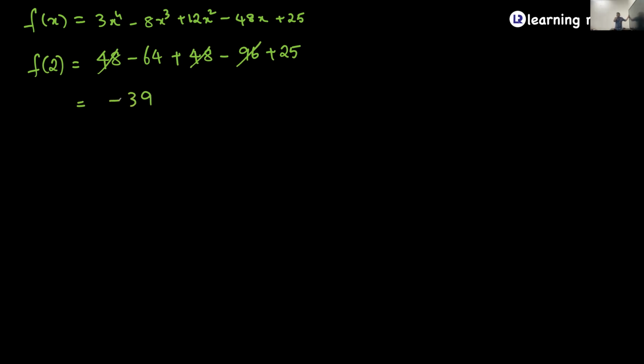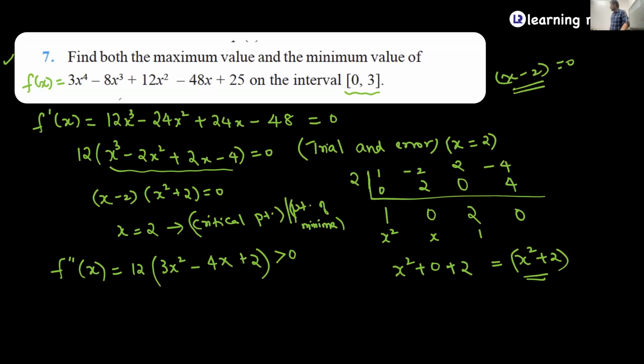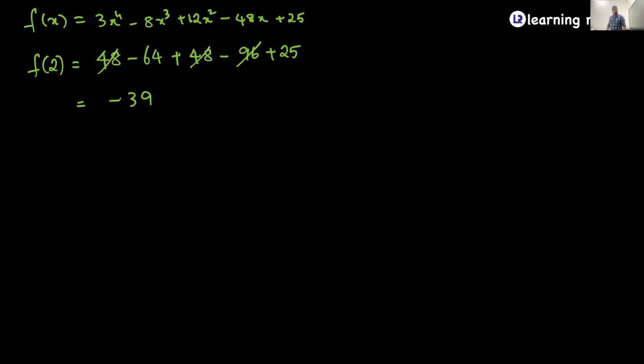But we should not conclude that this is going to be the minimum value unless and until I find what is f of 0 and f of 3 as well. So what is going to be f of 0? It's very simple. Everything is going to be 0. You are left out with 25. What is f of 3?